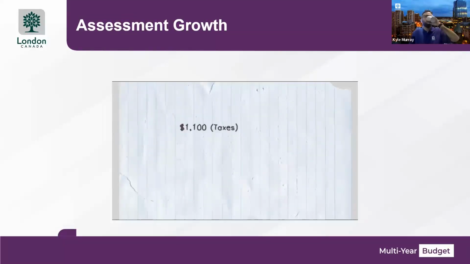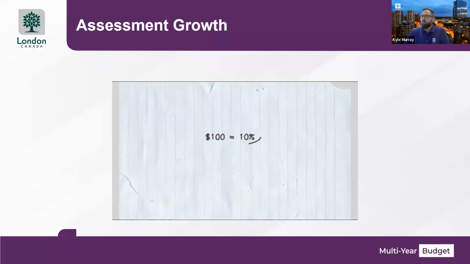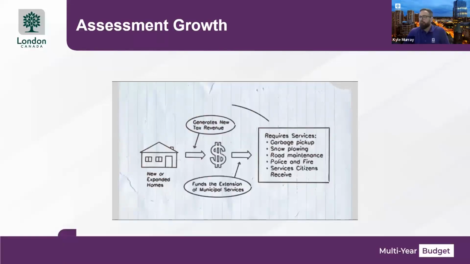In order to calculate assessment growth, we take the total tax for all the properties in our town and subtract the original tax from the start of the year. This gives us a year-over-year growth of $100. That's 10%. This is our assessment growth. You may be saying, great, extra cash. It is important to note that this is not new money that the town can spend. Let's summarize. When new homes are built or expanded in the town, existing municipal services must be extended. The 10% new tax revenue generated by these homes is used to fund the extension of the town's operating budget to provide these services. And that is what we mean by assessment growth.